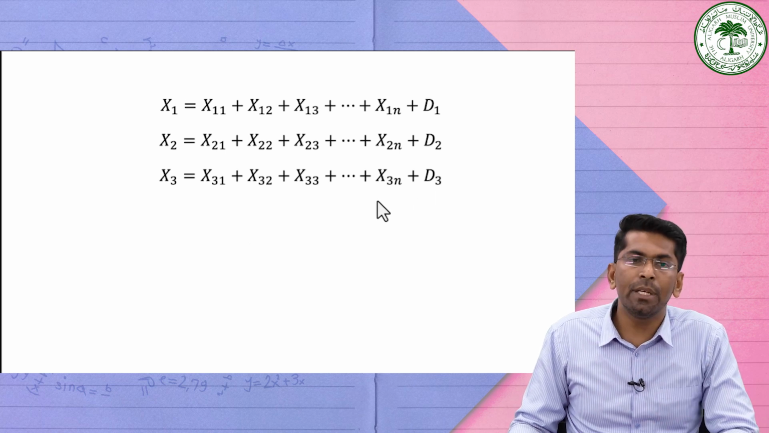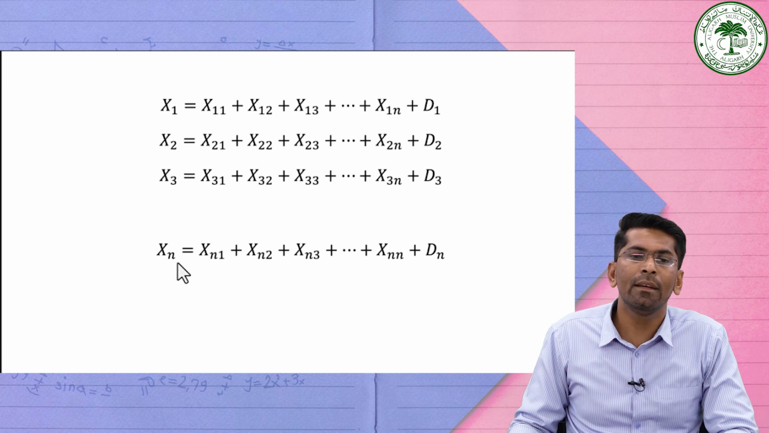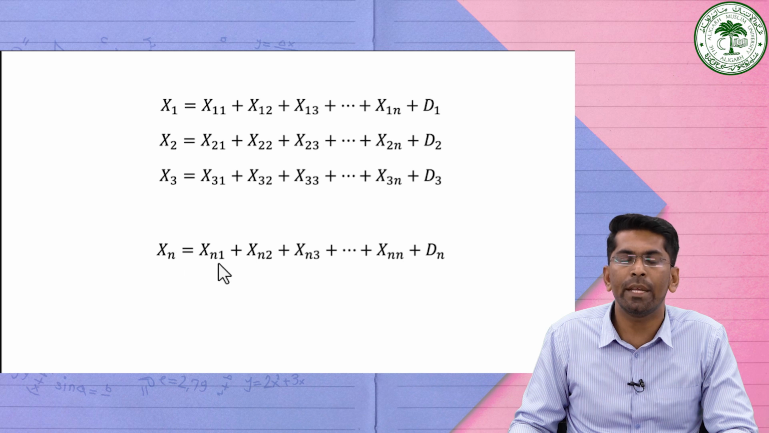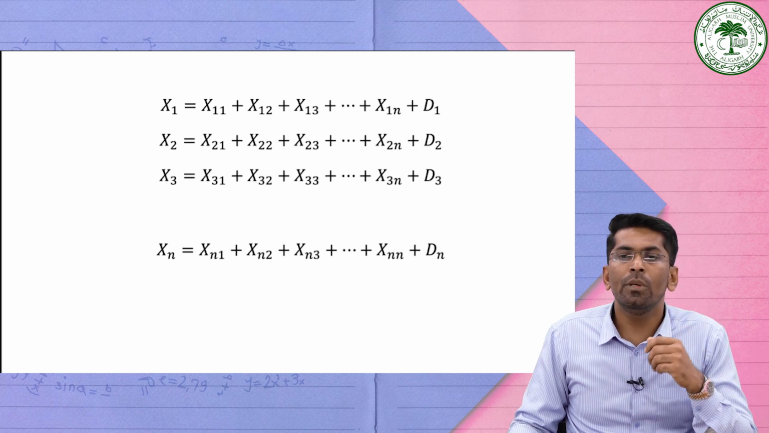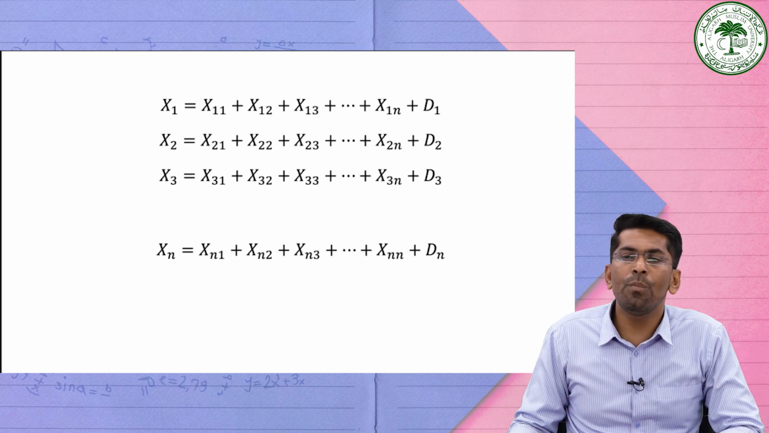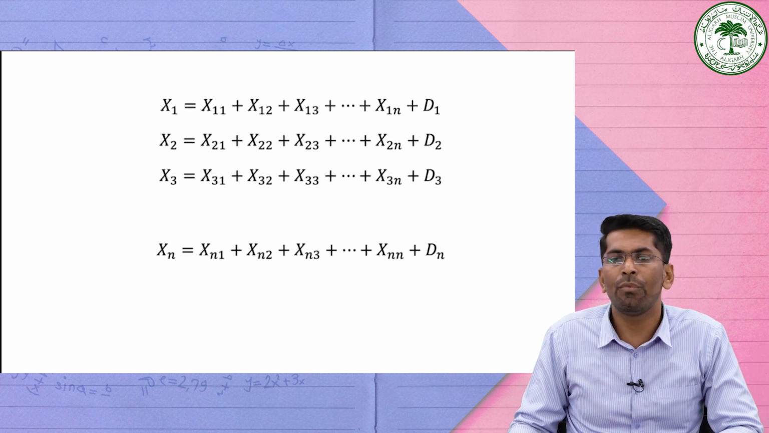So this can be extended up to n industries: xn, the output of the nth industry, is used as an input for the first industry, second industry, third industry, and nth industry, and also dn, that is, up to n industries, the final demand of the n industries. So this equation shows that the output is equal to the sum of intermediate demand, or intermediate inputs, and D1, D2, D3 up to Dn, which shows the final demand.